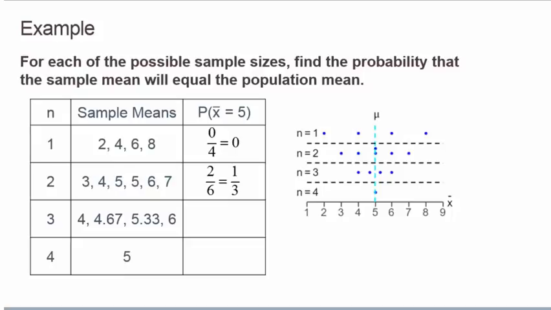Moving to n equals 3, I have 4 means, 4, 4.67, 5.33, and 6. None of them are 5, so I have 0 divided by 4, which is 0. So the probability that the mean equals 5 for n equals 3 is 0. For n equals 4, I have 1 mean, and it is 5. So that probability is 1 divided by 1, which is 1. So the probability that the sample mean will equal 5 when n equals 4 is 1.